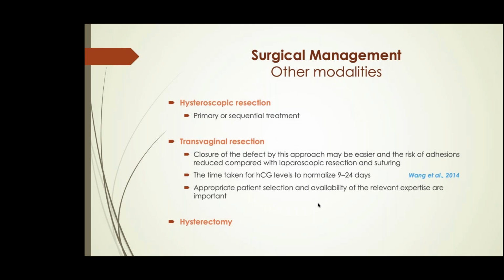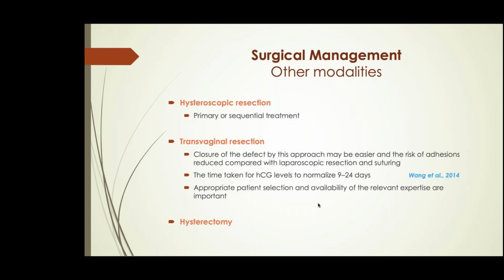Transvaginal resection, closure of the defect by this approach may be easier. What is meant by transvaginal resection is that you pull the cervix and open the vaginal wall and dissect the bladder as if you are doing a cystocele repair, and then you will reach the lower uterine segment and the cesarean section scar. You can remove it and repair it. So this is meant by transvaginal resection, not transcervical. Again, this needs some experience.